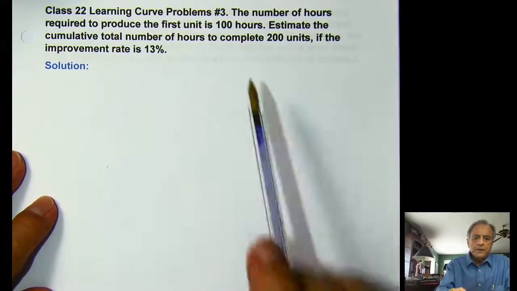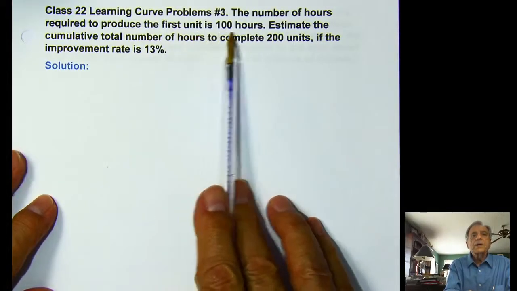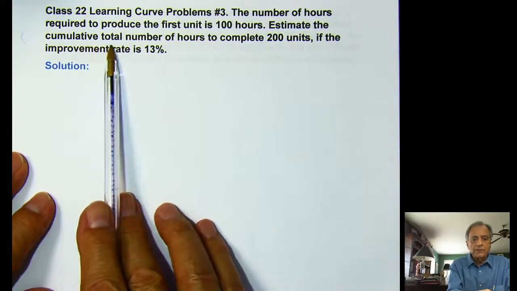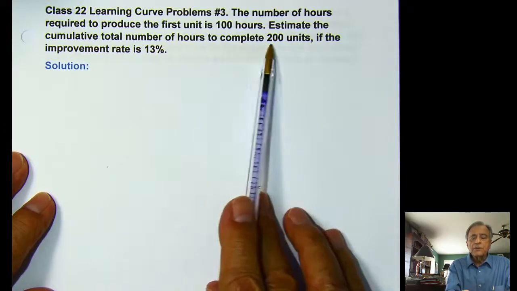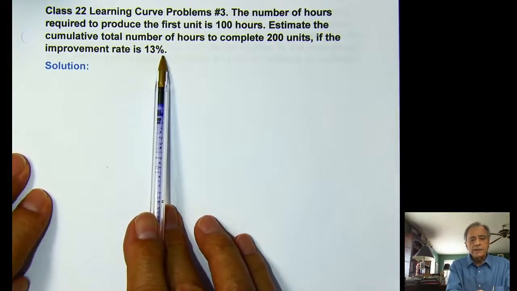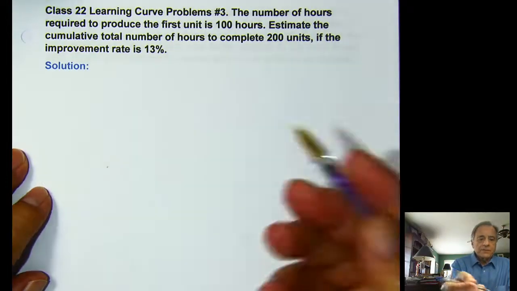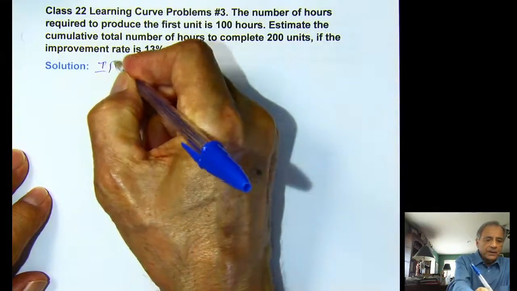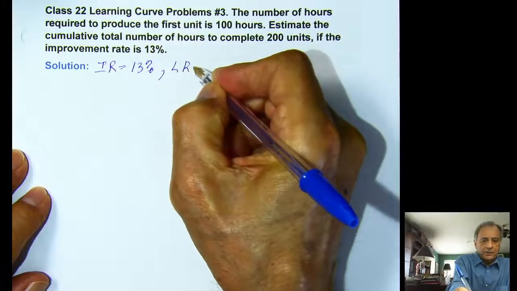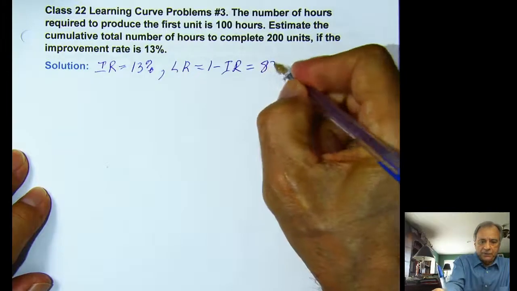Okay, the number of hours required to produce the first unit is 100 hours. Estimate the cumulative total number of hours to complete 200 units if the improvement rate is 13%. So the first thing I'm going to do is say, okay, that's the improvement rate. That's 13%. What's the learning rate? The learning rate is 1 minus the improvement rate, which means it's 87%.